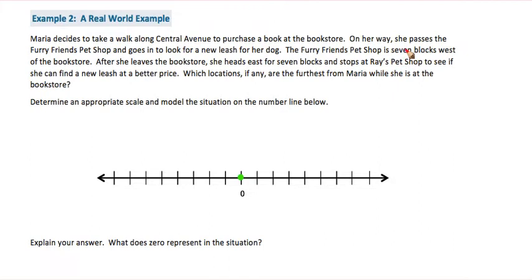And then it says on her way, she passes the Furry Friends pet shop and goes in to look for a new leash for her dog. It doesn't tell us yet how far.